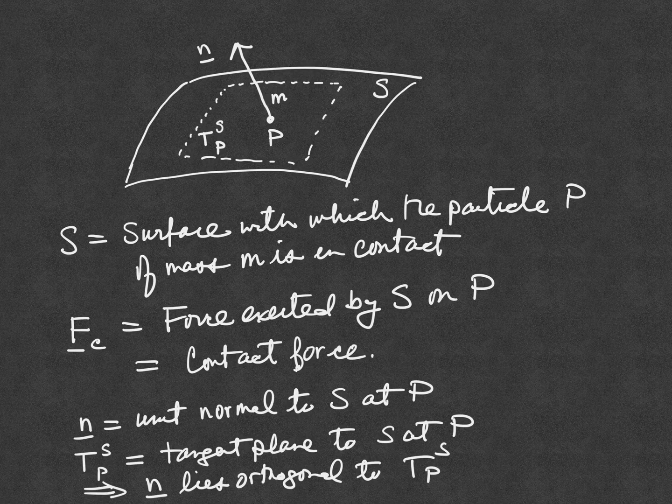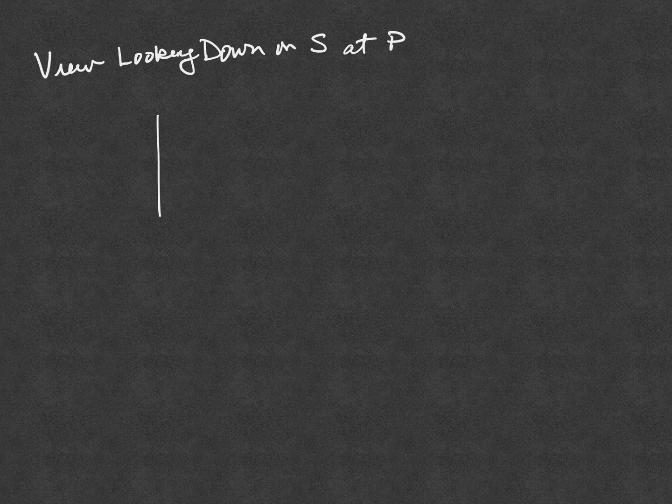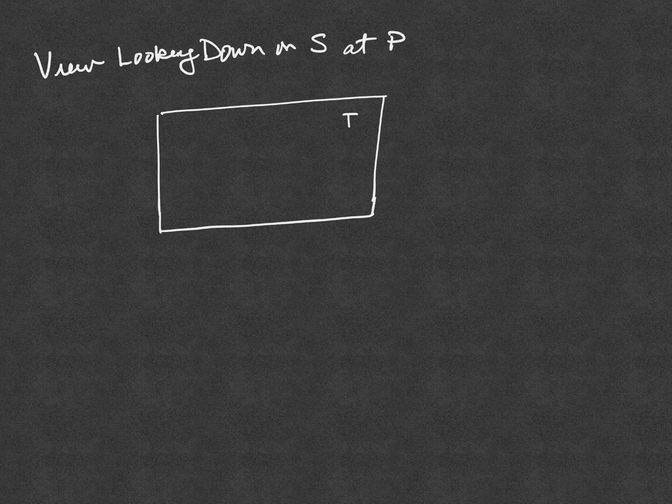Now, given that we have a tangent plane, we also can now define two vectors that lie in the plane itself. So if I'm looking down on this tangent plane, I have the normal, and then I can define two vectors that lie in that plane, which I'll do next. So this is a view looking down on S at point P. So here's this tangent plane. This is that tangent plane that I drew in the previous diagram. So this is the tangent plane at point P to the surface S, and here's point P.